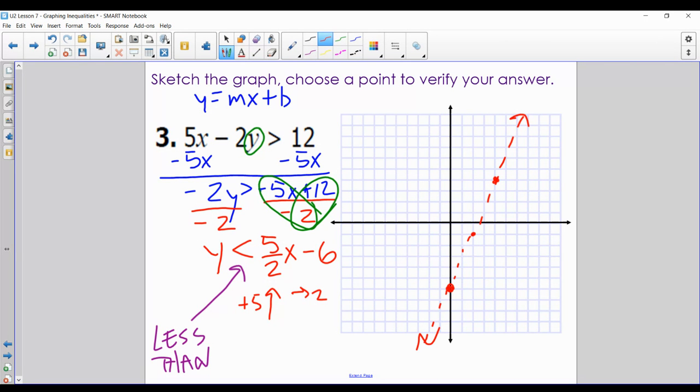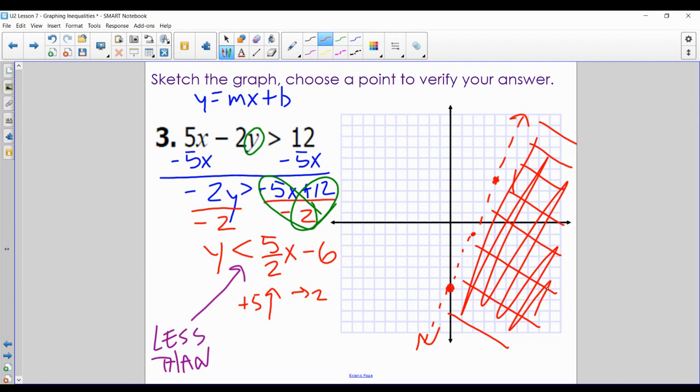And it's less than. So I want to shade everything under. Okay, the other way you can test shading is I pick a point, because obviously this inequality, the line divides the graph into two pieces, right? Over here in the shaded area, that's all the points that make it true.